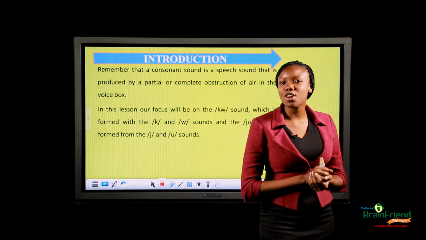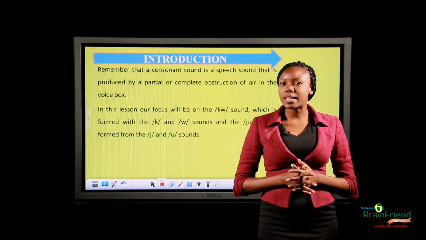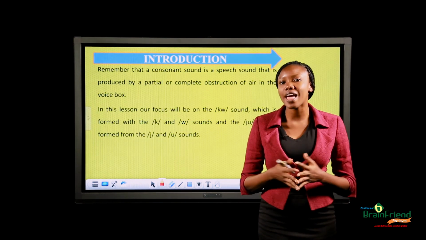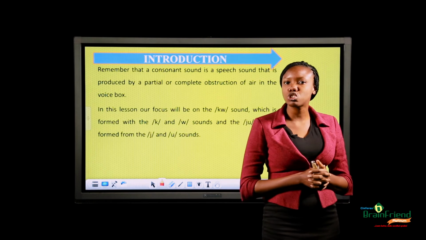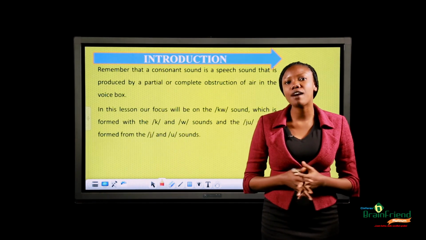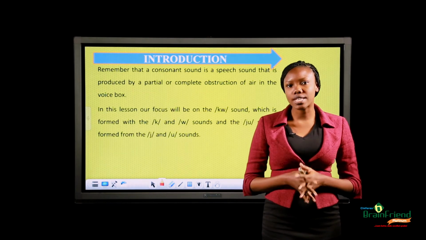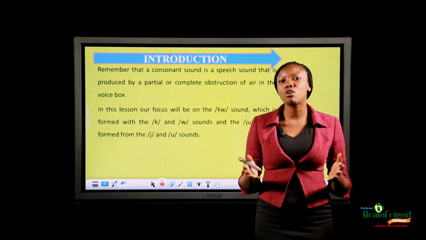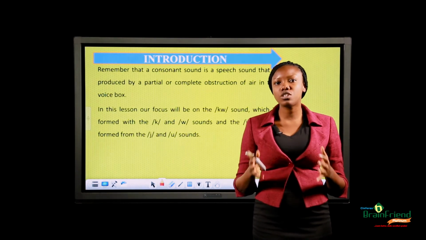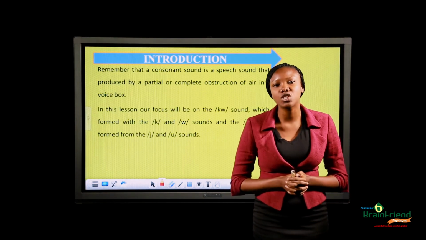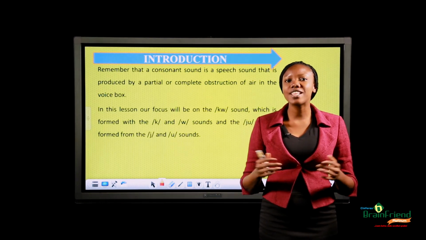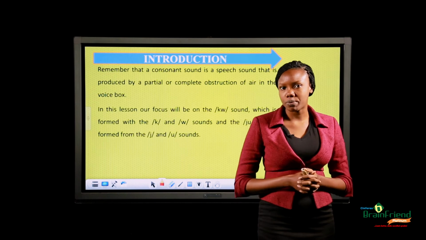Before we go into the study proper, let's remember that a consonant sound is a sound produced by partial airflow or partial obstruction of air from the voice box. Today, our focus will be on the kw sound, which is a combination of the k and w sounds, and the j sound, which is a combination of the d and zh sounds. Now, let's take a look at these sounds properly.